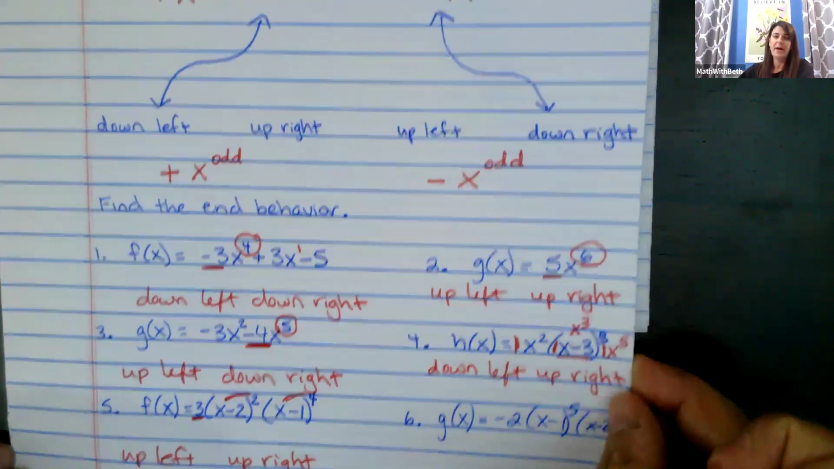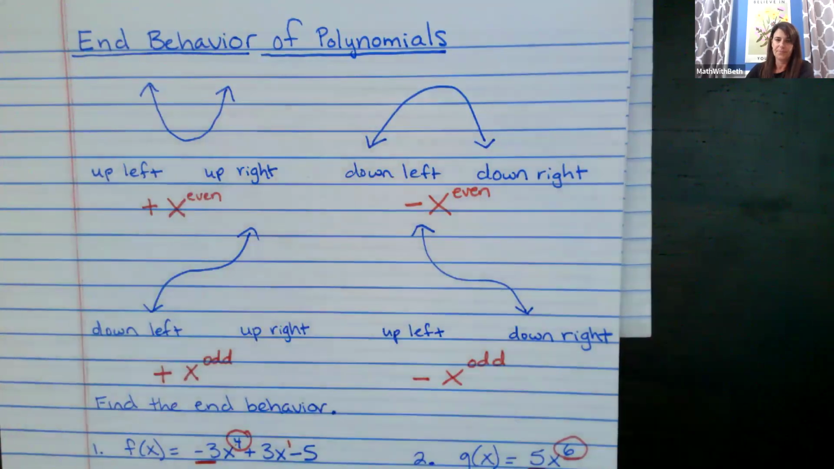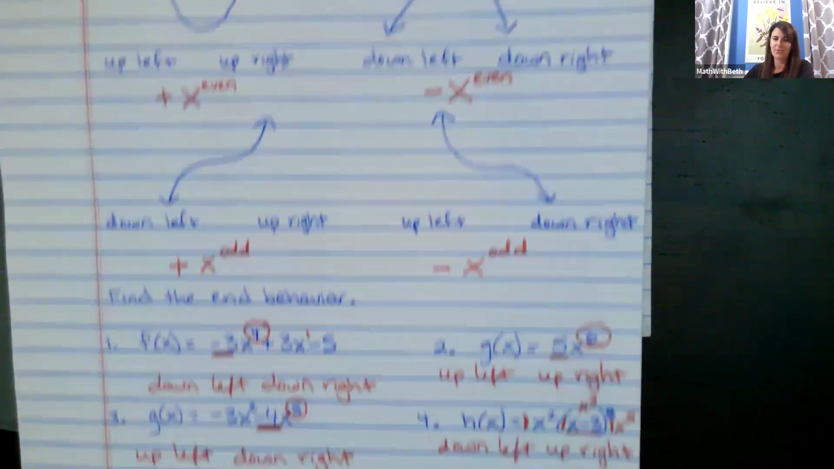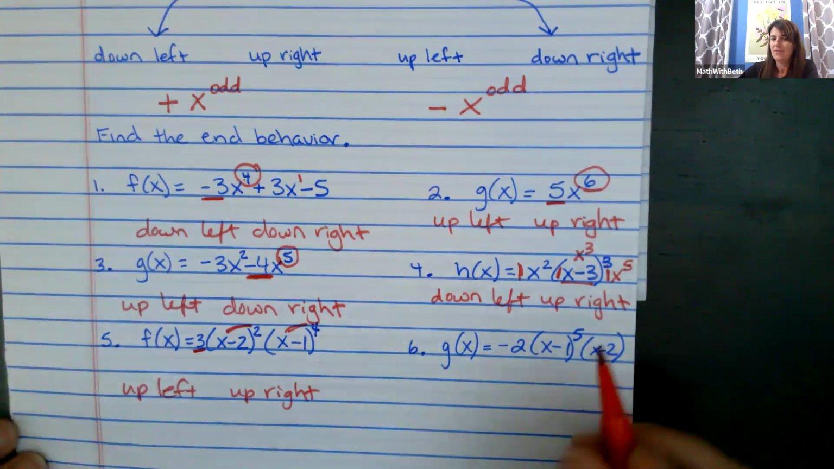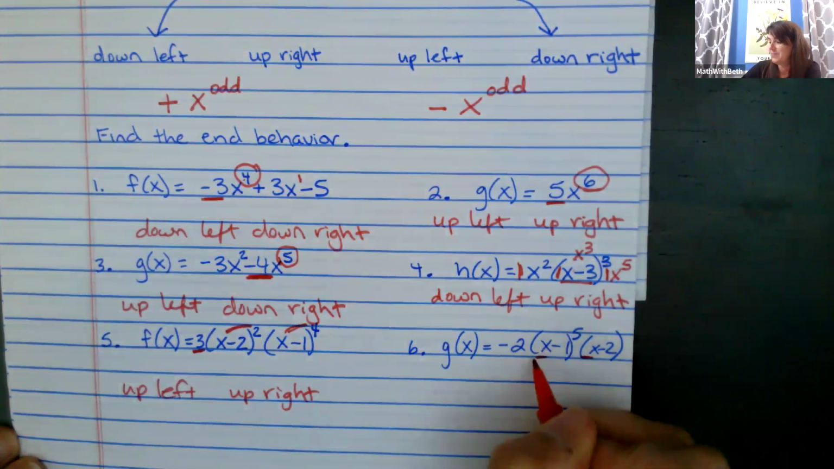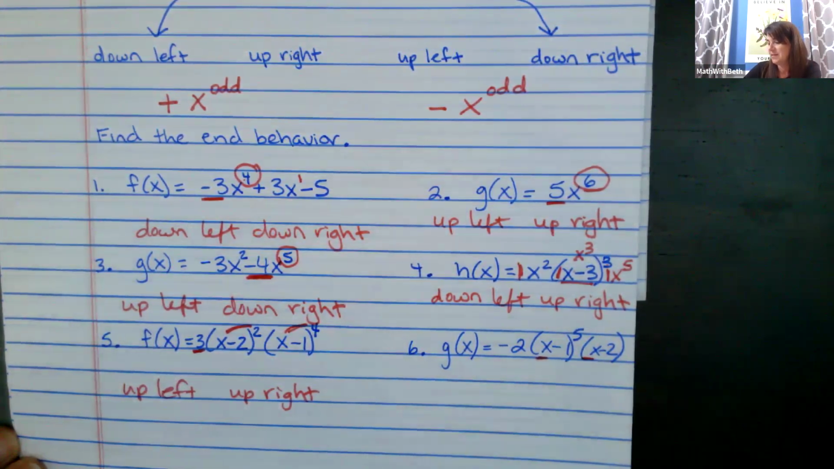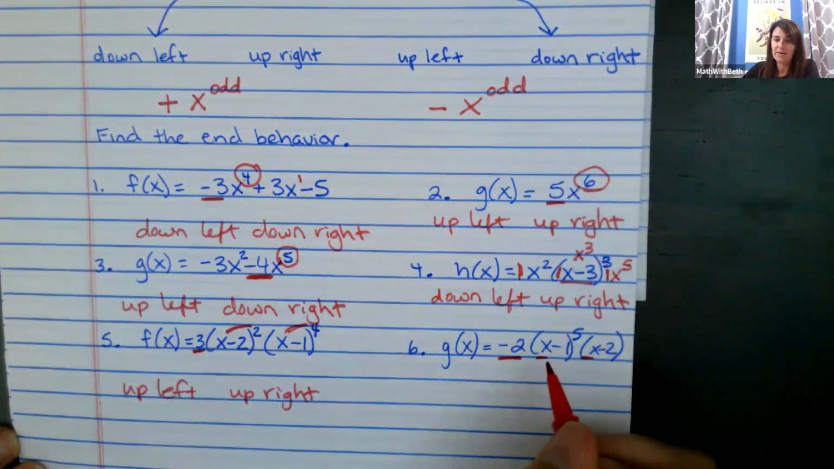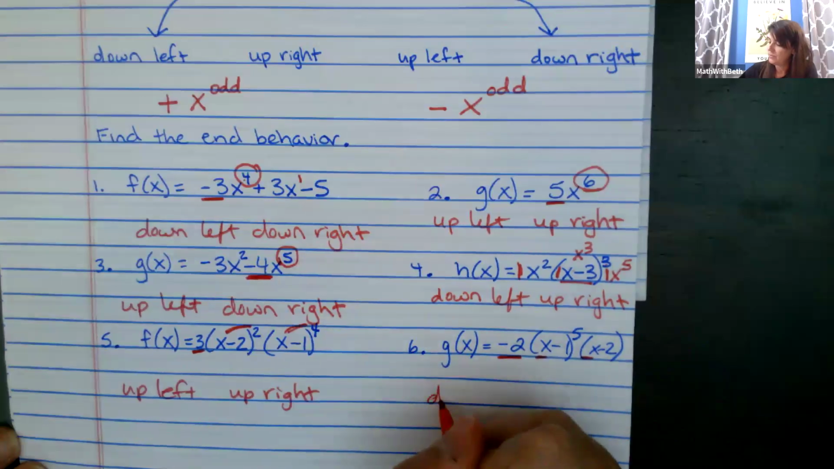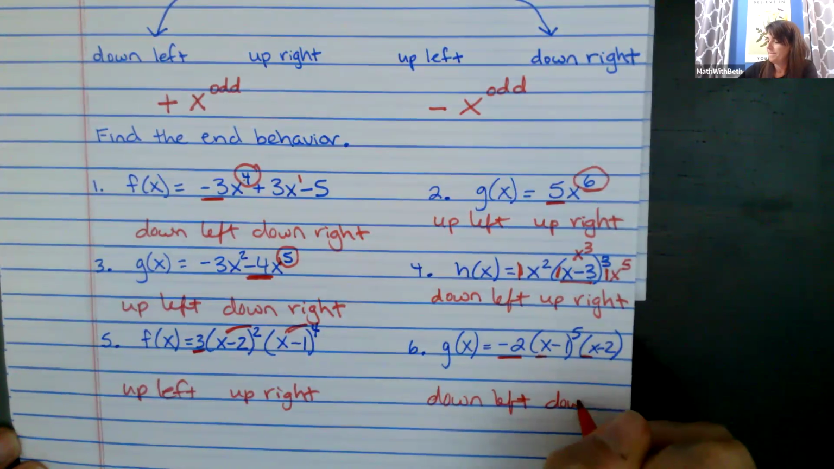If you need to, you can always go back to these 4 rules as you're going through these, or take a picture of them and then use them to try these problems. Finally, last one, here's 1 x here, here's 5 x's basically in here, none out front. So I have 5 plus 1 is 6 again, but I have a negative out front. So a negative x to the 6 would go down left and down right.